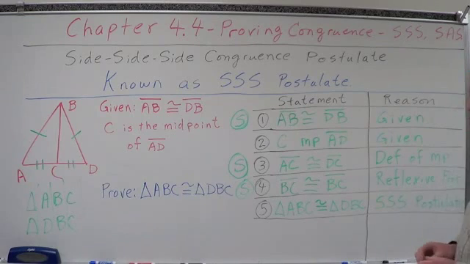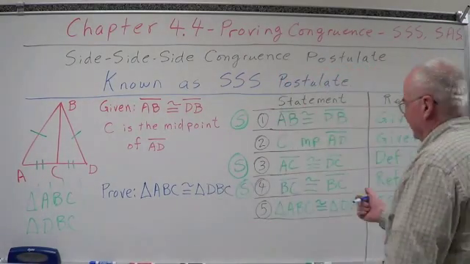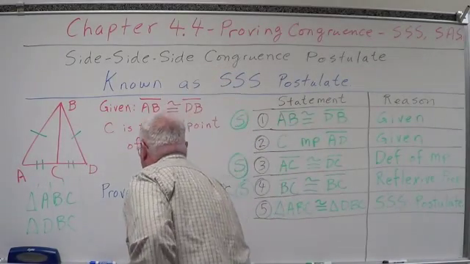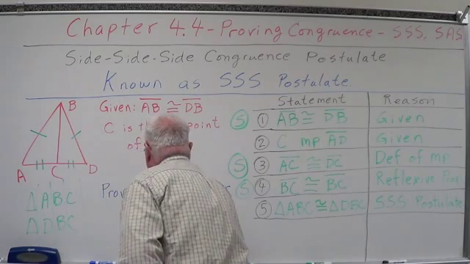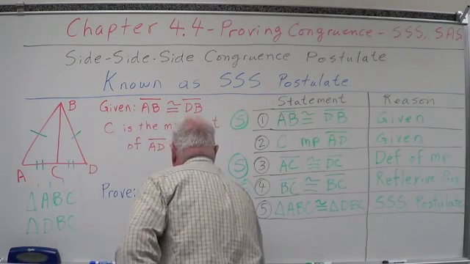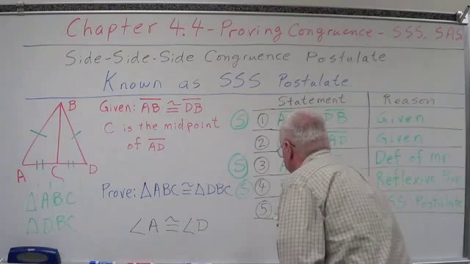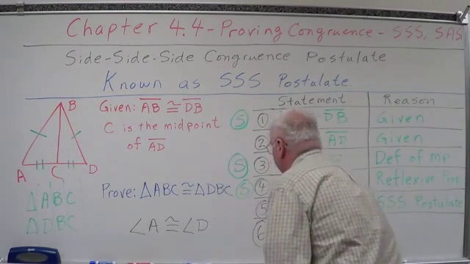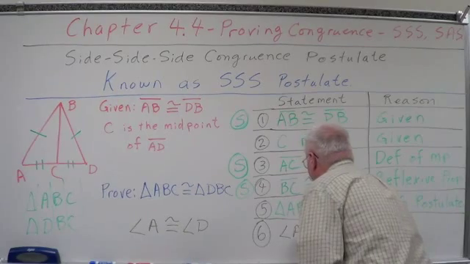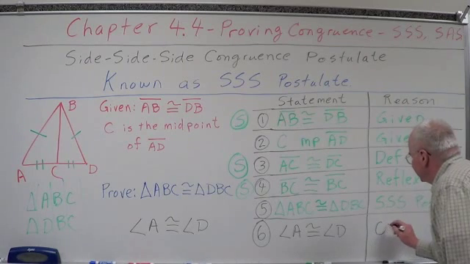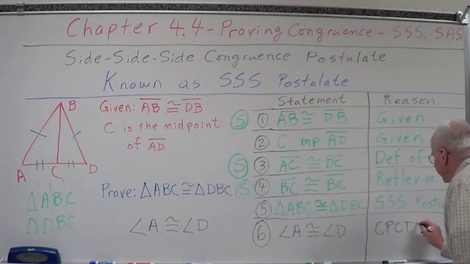Okay? Now, we could also extend this a little bit. Let's say that they didn't want us to prove this right here, but they actually wanted us to come down here and prove that angle A is congruent to angle D. Well, let me show you what our next statement is. Our next statement would simply be angle A is congruent to angle D. Why? CPCTC.